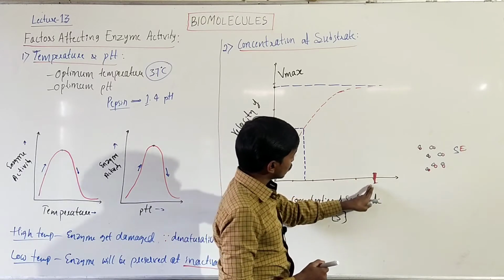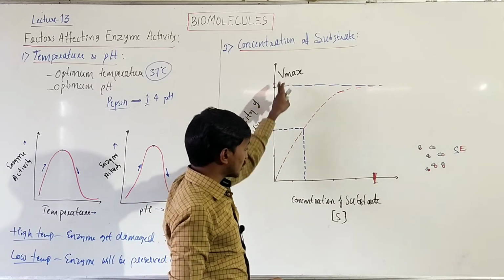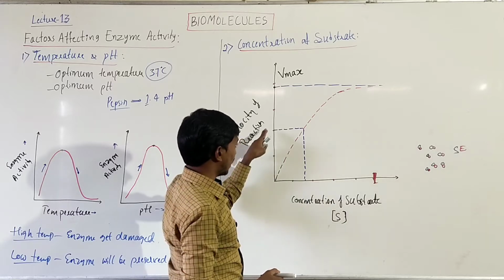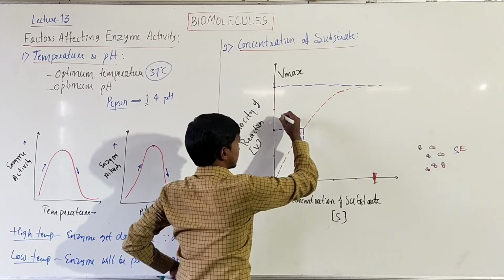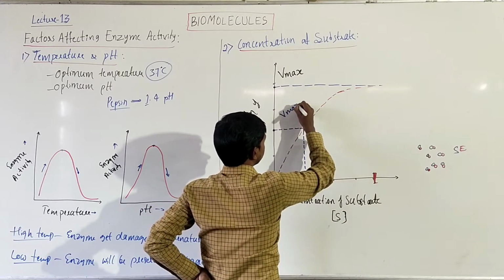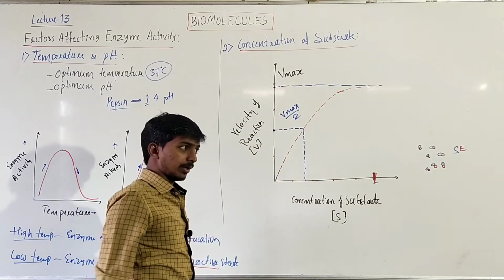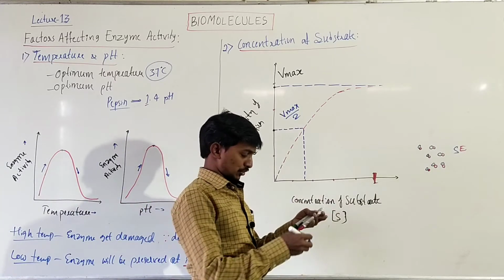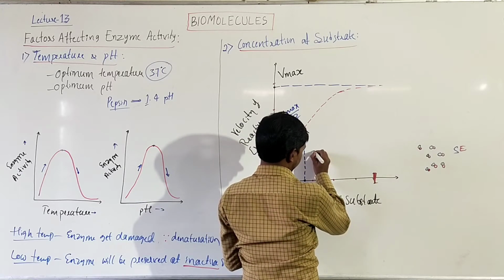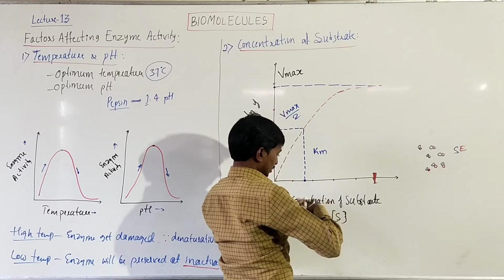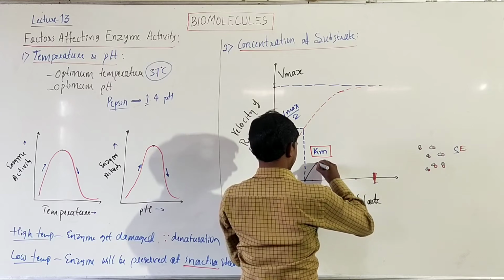So at this concentration of the substrate, velocity is maximum. We call it Vmax. At this concentration of the substrate, velocity is half. So this point we can say is Vmax by 2 or half Vmax, meaning this divided by 2. Okay, and this substrate concentration is known as Km.